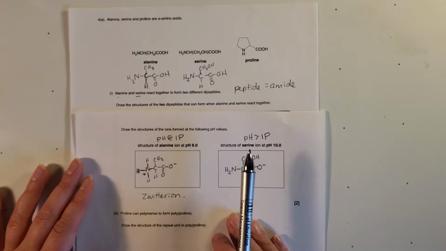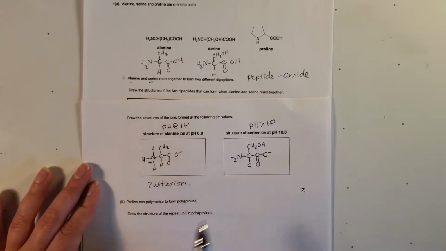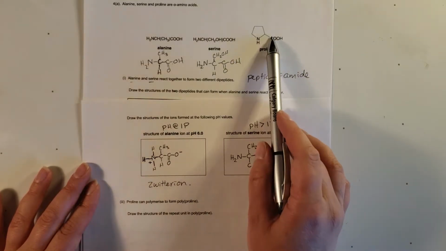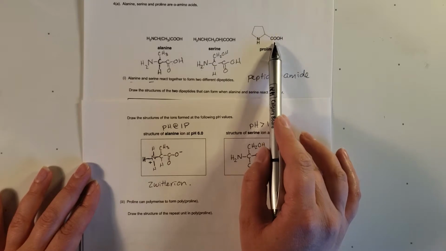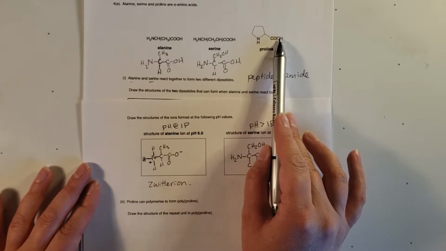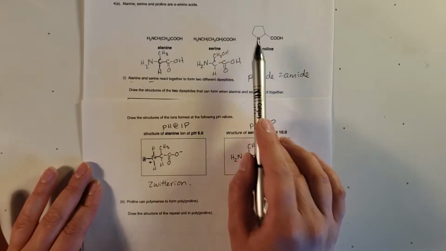Okay, so the last bit of the question is: proline can polymerize to form polyproline. Draw the structure of the repeat unit of polyproline. Okay, so we look at proline there. Our carboxylic acid, that's going to be continuing of the chain, and that NH group will also be a continuing of the chain.